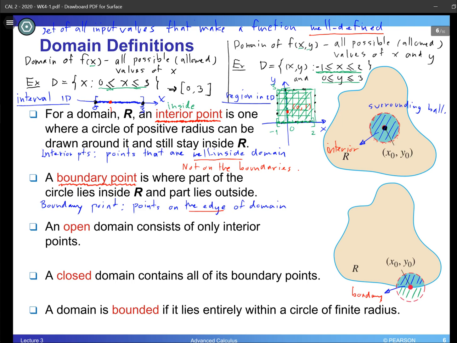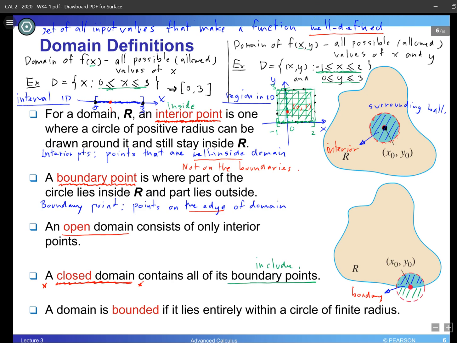Now, the next thing I need to talk about is an open domain and a closed domain. Let's start with the easier one, closed domain. Closed domain means that this domain contains the boundaries, the boundary points. So the keyword for a closed domain is that it includes boundary points.